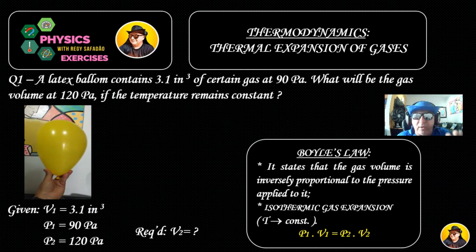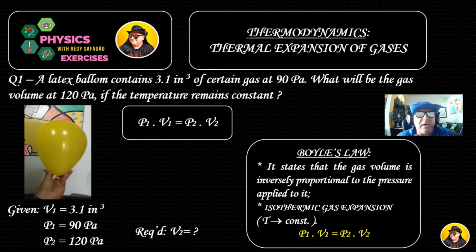What does it state? It states that the gas volume is inversely proportional to the pressure applied to it. So we are talking about an isothermic gas expansion, because the temperature is constant. So the formula, Boyle's law, says that P1 times V1 is P2 times V2 because the temperature is constant. So let's rewrite the formula up here. We have V1, P1, P2, and we want to find V2, the final volume.